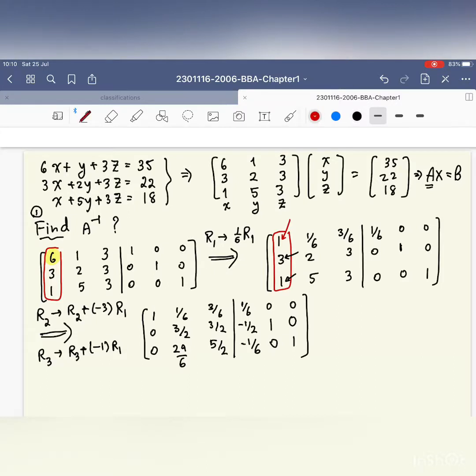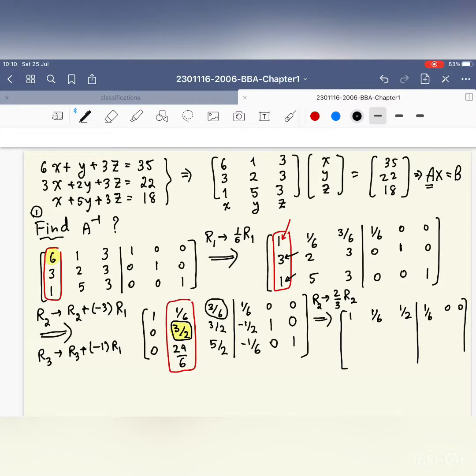Now you are looking at your second column, and concentrate on the second position of your second column. You need to change it into a 1, so it means that your R2 becomes 2 over 3 R2, so that it will cancel with your 3 over 2. So let me squeeze it here, and I change this one into 1 over 2. This is the same.